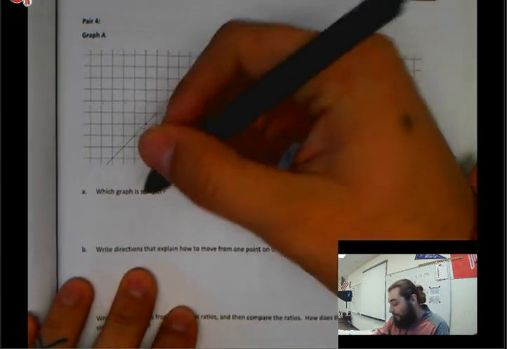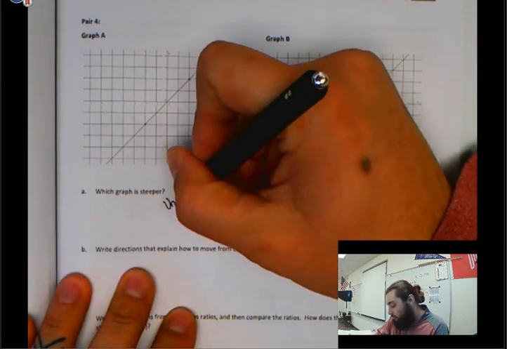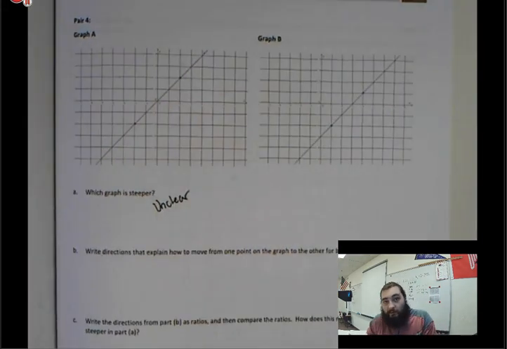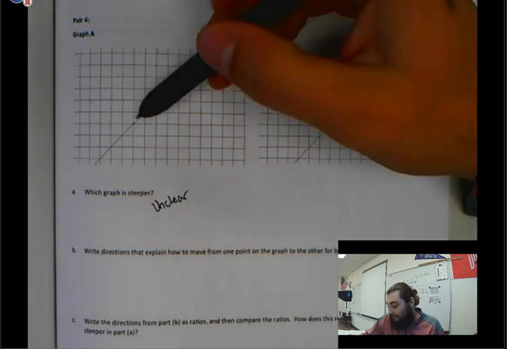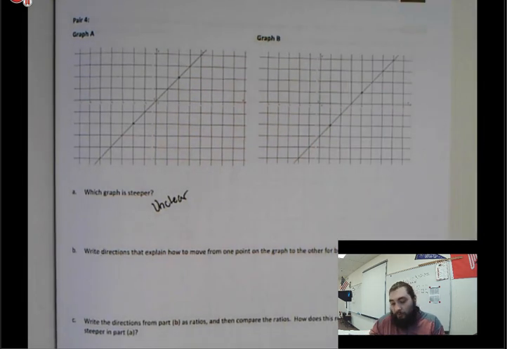So, for right now, we're going to just put, it's unclear which one is steeper. Until we actually determine the difference and the actual directional difference between the two sets and between the two lines and the sets of points on each line, it's going to be difficult to discern.